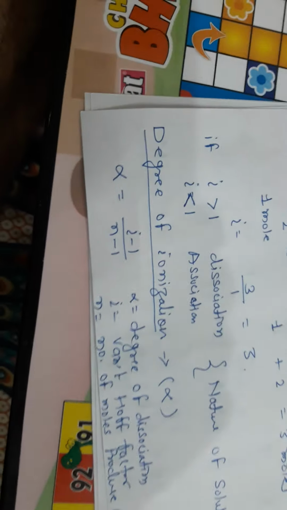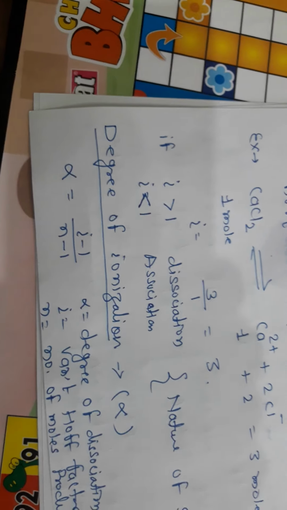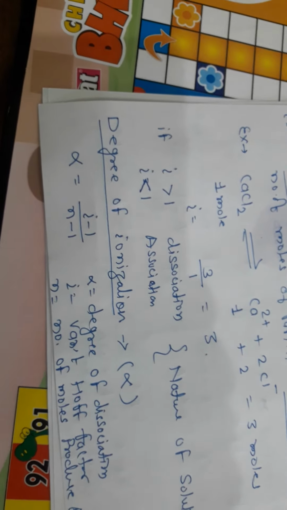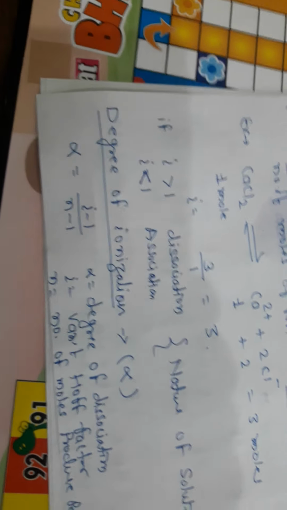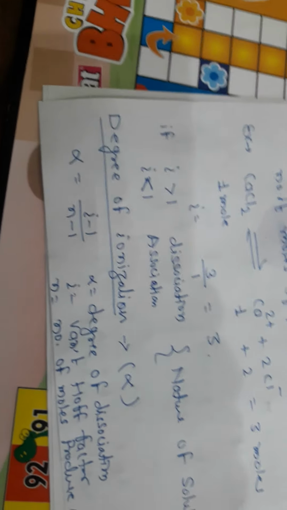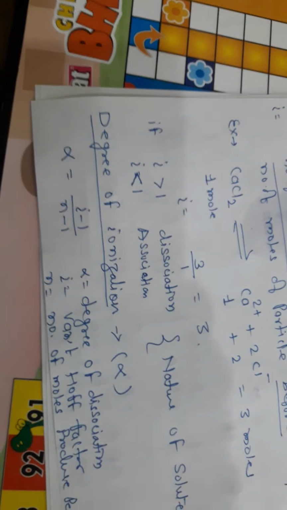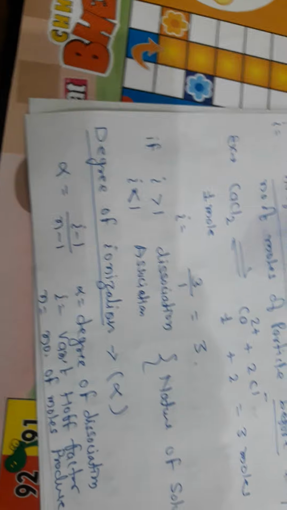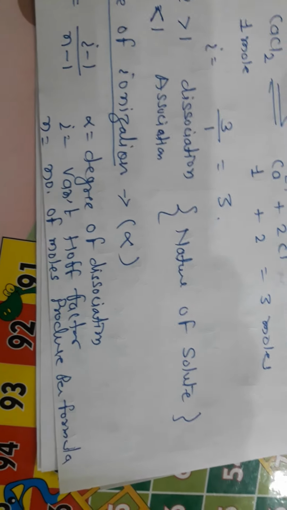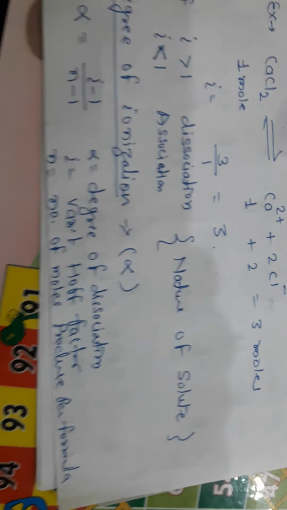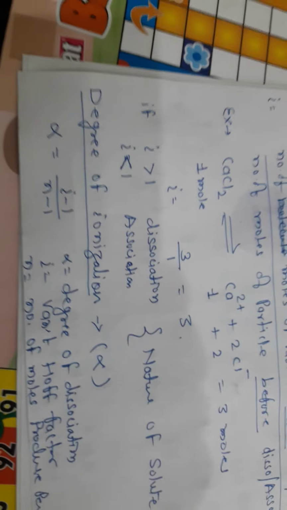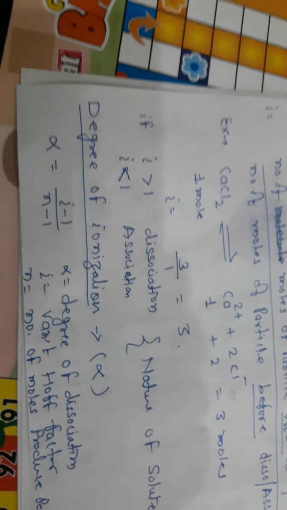Last but not least, I want to explain the degree of ionization. It is generally represented as alpha, or we also use degree of dissociation in certain cases. Alpha is equal to i minus 1 upon n minus 1. i, you know, is the van't Hoff factor, and n is the number of moles produced by a formula mass. That's it. Now we are taking numerical examples one by one and explaining the problems.